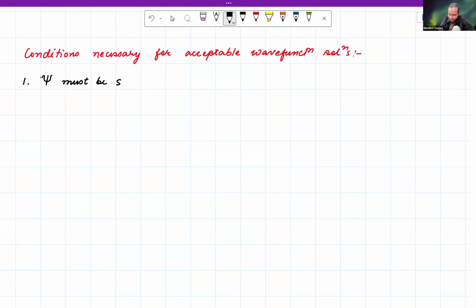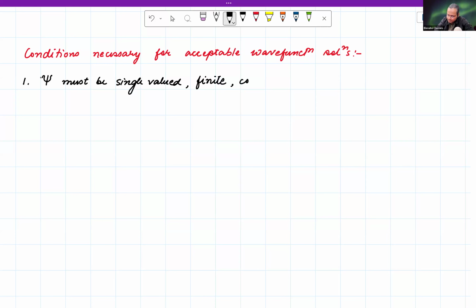must be single valued so that there is one distinct probability density associated with the particle in a given region or at a given point, not more than one. More than one would not make sense. It should be finite so that the probability density is less than 1.